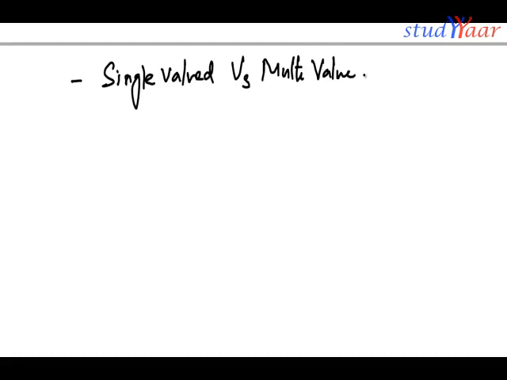Next we come to a single valued attribute versus a multi-valued attribute. So when I use versus, what I mean is an attribute can only be either single valued or multi-valued. It cannot be both, right? It can be either composite or simple. It cannot be both.